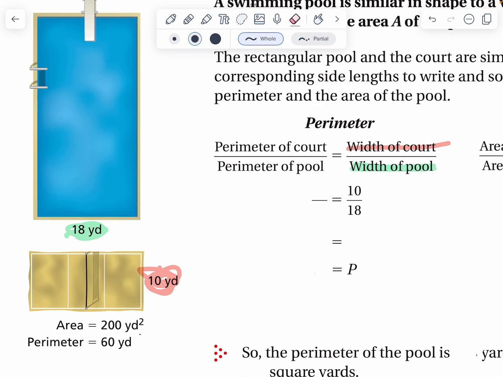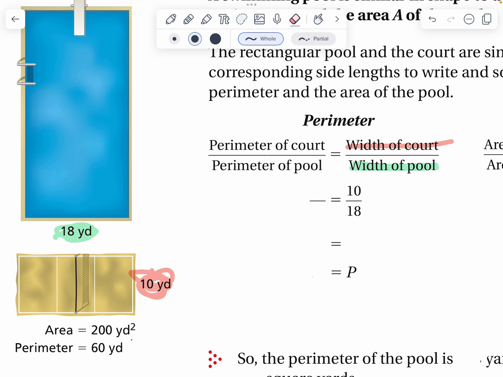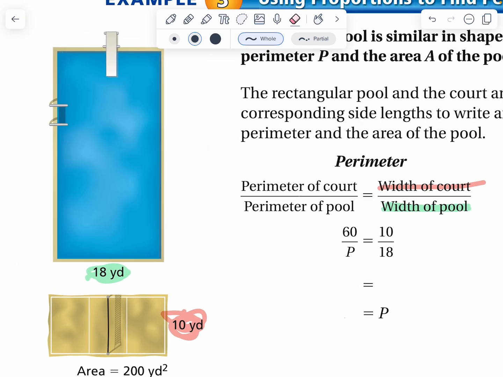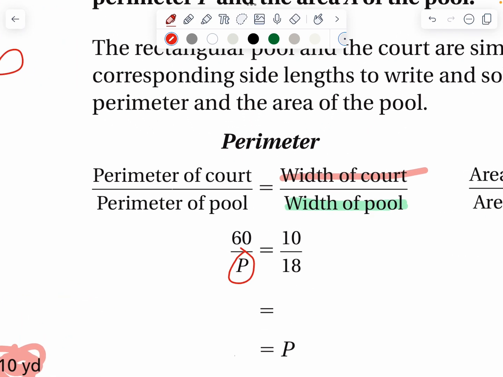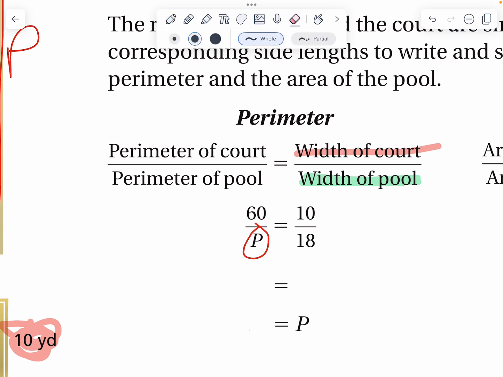Now, they're giving us the perimeter of the court. The perimeter of the court is right here. That is 60. Well, what are they not giving us? They're not giving us the perimeter of the pool. That's what we're trying to find right now. That's going to be the P for the perimeter of the pool. I'm going to do this in red. The perimeter of the pool is right here. So now we can just cross multiply and solve, right?